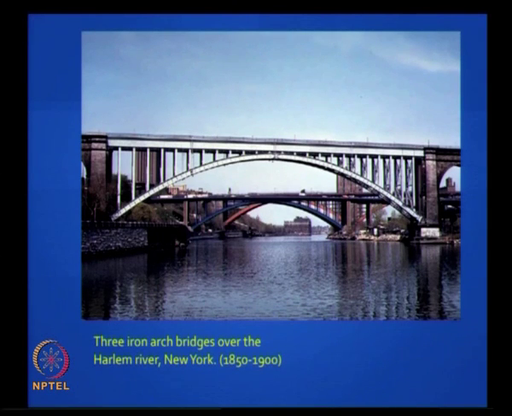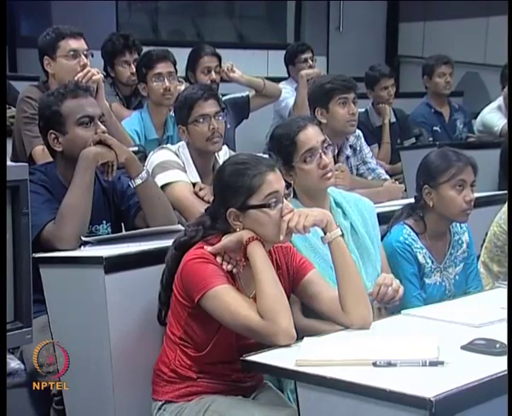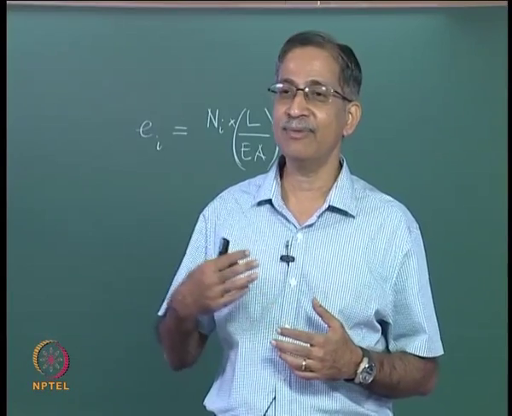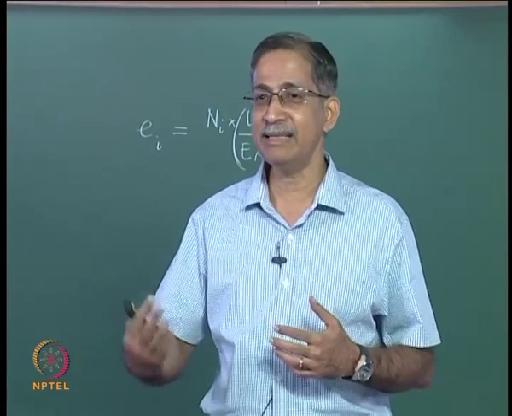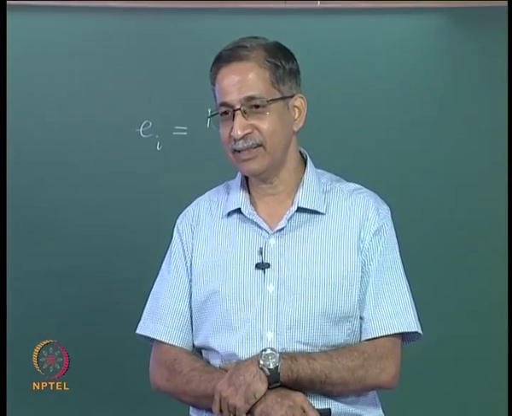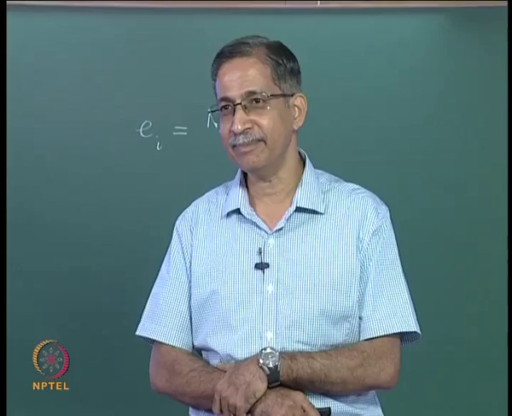This is a favorite quiz question. You see in this picture 3 bridges, iron arch bridges built during 1850 to the 1900s over the Harlem River at New York. What is so special about these 3 bridges? So all of them refer to 3 stages, 3 historical advents in the history of structural analysis. What's so special about them?